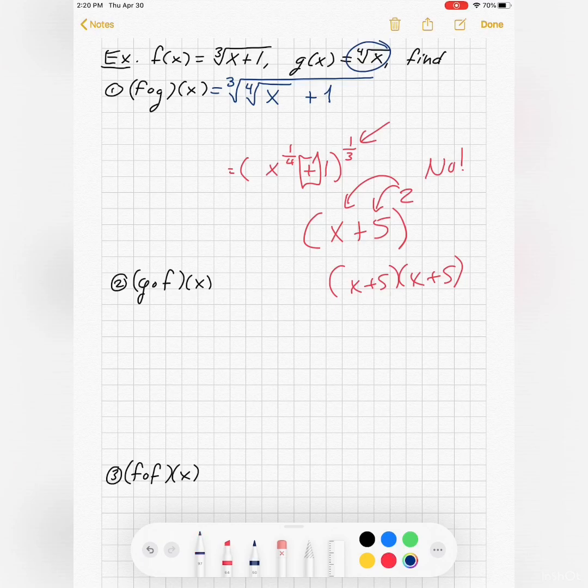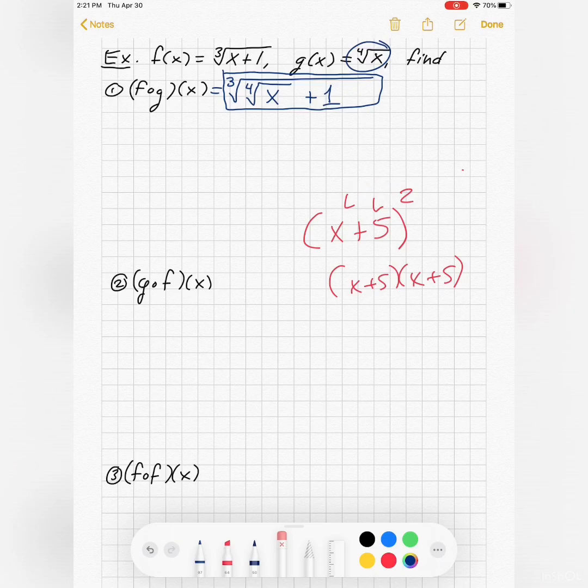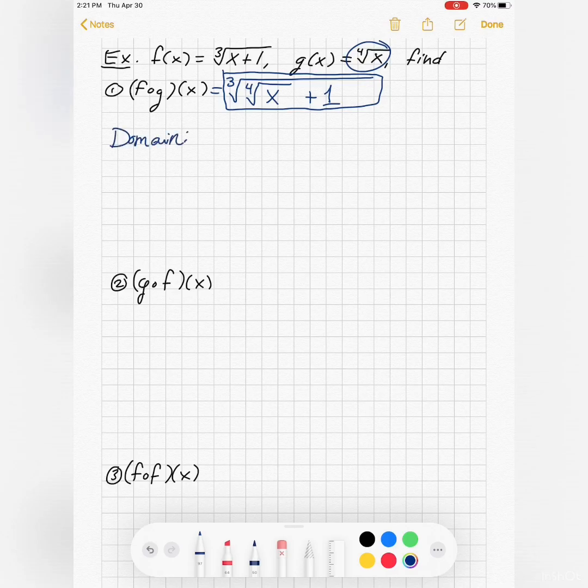So actually I'm stuck. As far as my composition goes, I'm done. Doesn't simplify. So actually that part was really easy. So maybe the more interesting part with these will be finding the domain. So for that, I have to think about radicals for a second. So, domain of radicals. We'll do a little side note here.